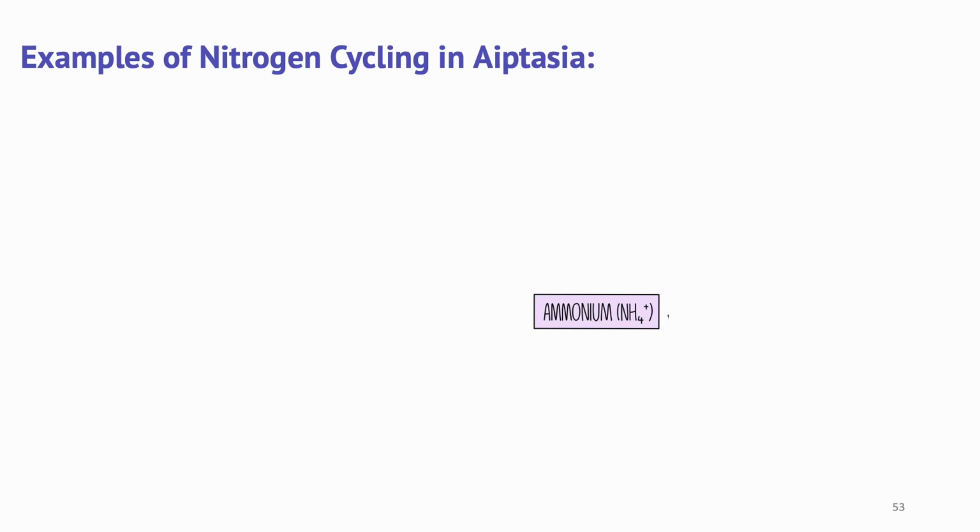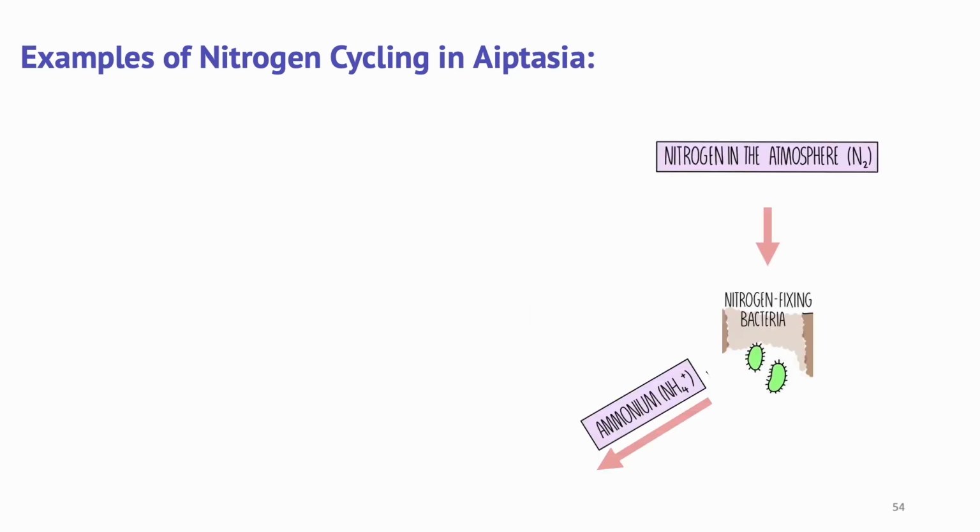So some examples of nitrogen cycling in aiptasia. So again, ammonium is the easiest form of nitrogen that most organisms prefer. And many bacteria are specialists that can use other forms of nitrogen, right? So nitrogen fixing bacteria can take atmospheric nitrogen, so that's nitrogen that's in the air or in the water, that is a gas, and it has a triple bond and it's really hard to break. But nitrogen fixing bacteria can take this nitrogen and convert it into ammonia.